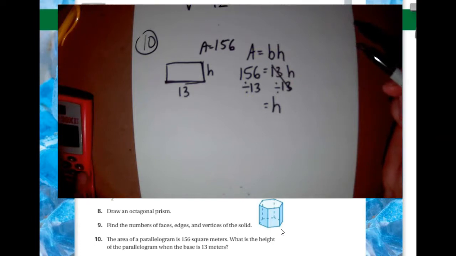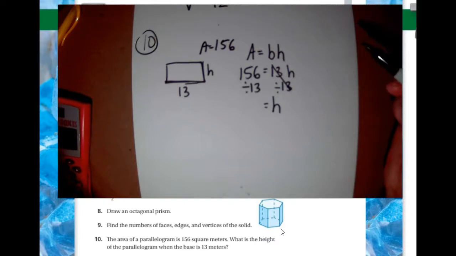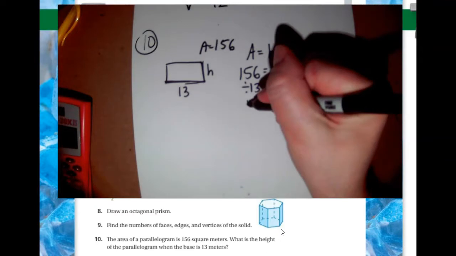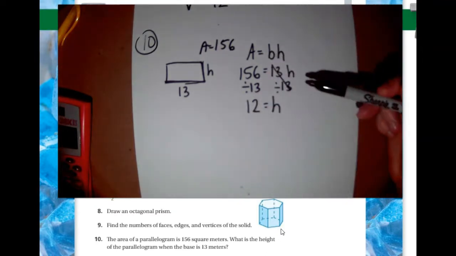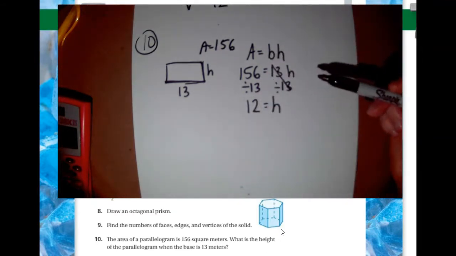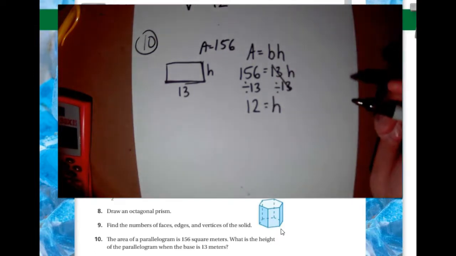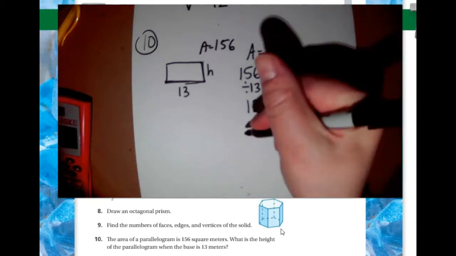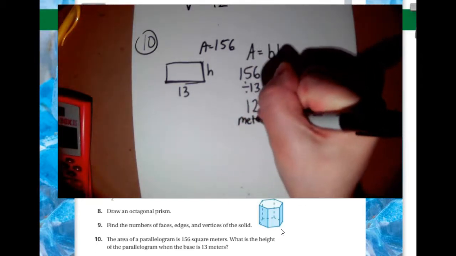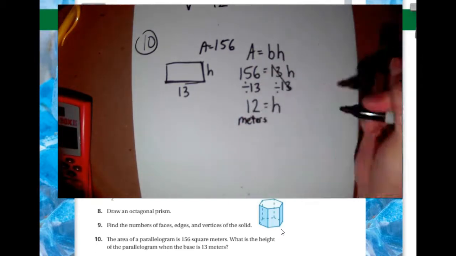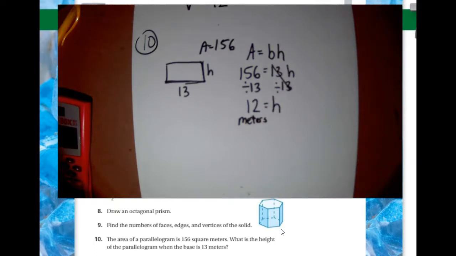And again, if we can use our calculators, we might as well do that to make the math a little bit easier. 156 divided by 13, I get an answer of 12. I could have solved that on paper. It probably wouldn't have been that tough, but it's easier with the calculator. So the height is 12. And just to make sure that I'm super, super clear, I could even say 12 meters. That's the height of that parallelogram they were describing on number 10.